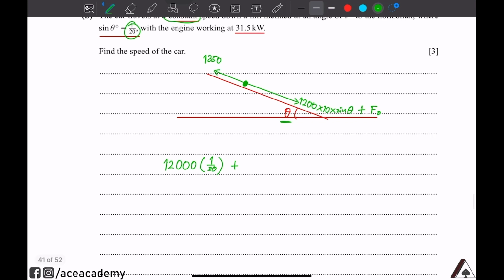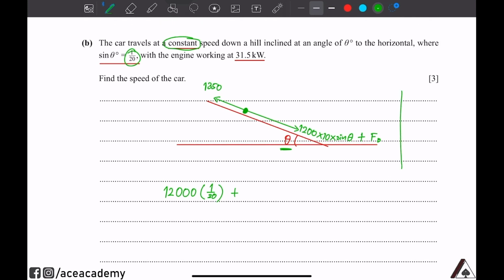Let's do it on this side. If power is F times V, F is just power over the velocity. So we can rewrite this as the power, which we already know, 31.5 times 10 cubed, that's 31.5 kilowatts, divided by the velocity, which is what we're interested in, by the way, is equal to the resistance force, which is 1350.